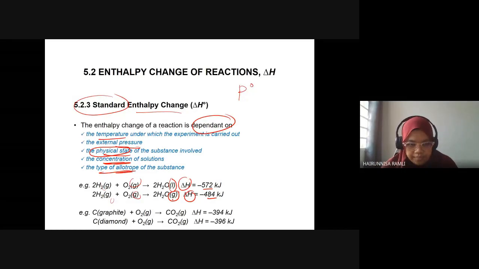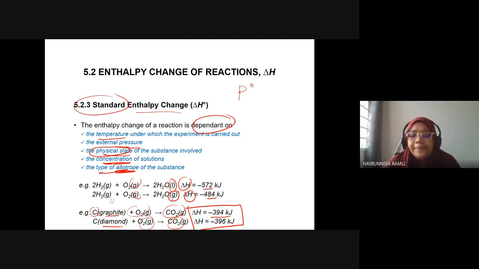Okay? And then type of allotrope. You belajar bila? Chapter 3. Iya ke? Chapter 3 kan? Okay, for example, carbon. Carbon solid, betul tak? Tapi solid tu, dia ada beberapa jenis kan? Contoh, kita ada graphite, kita ada juga bentuk diamond. So, yang nampak kat sini, yang lain semua sama kan? CO2, O2, ni O2. But graphite and diamond, kalau you tengok, the change of enthalpy also different. 394, 396. Walaupun lah nampak lebih kurang, tapi consider as different lah. Value dia tak sama. So that's why physical state tu macam saya cakap tadi lah, is very very important.